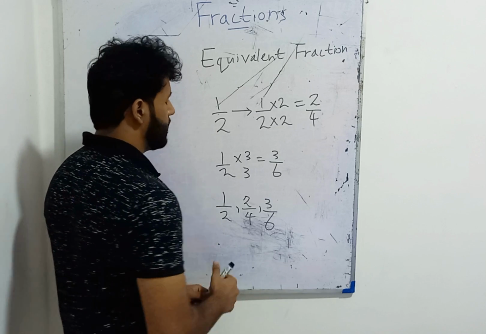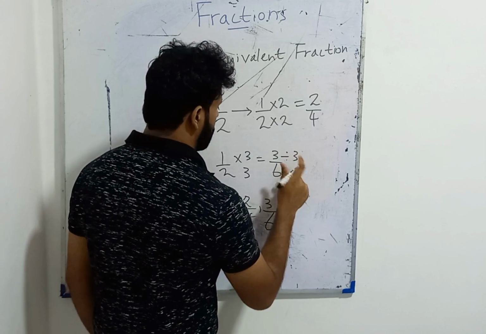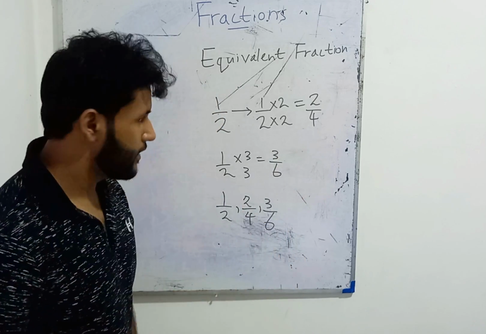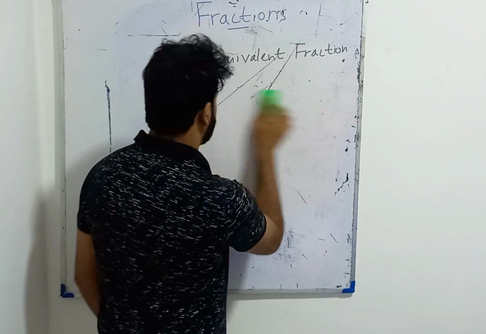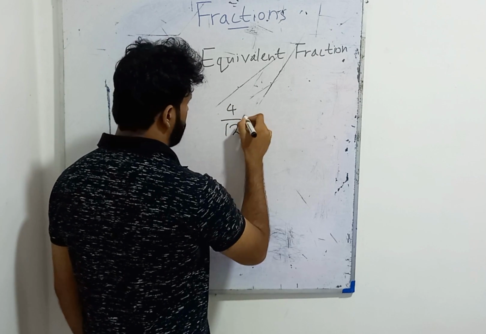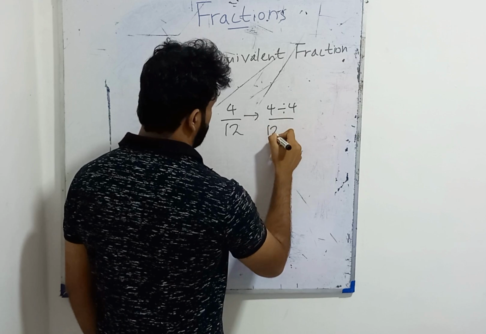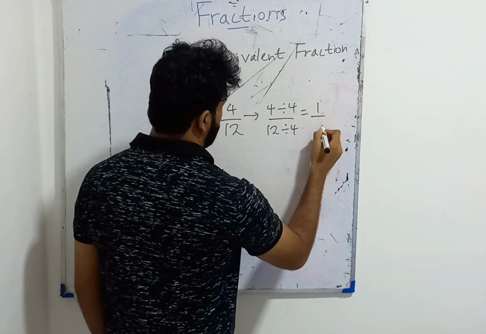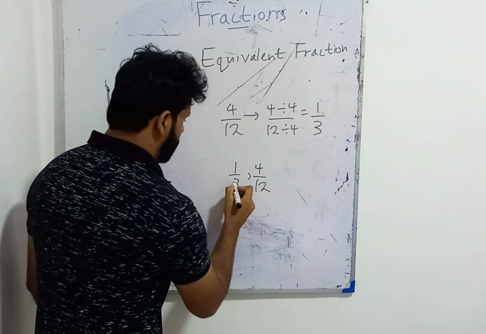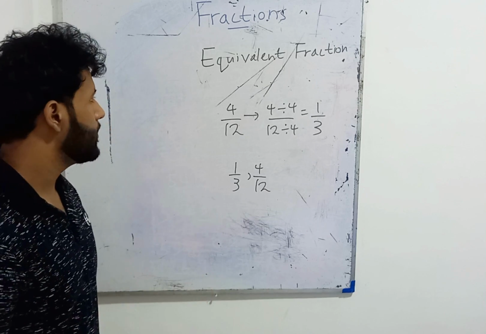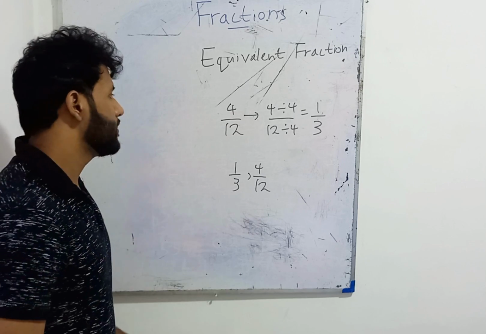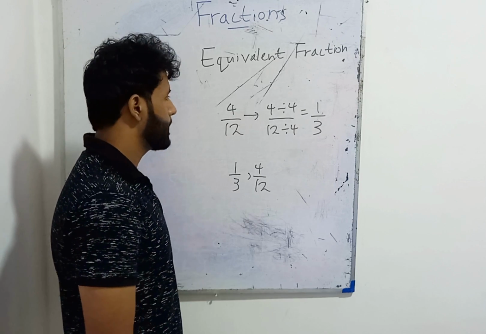We can also divide the numerator and denominator by the same factor. Let's take 4 over 12. You can divide 4 by 4 and 12 by 4, by the same factor, then you get 1 over 3. So 1 over 3 and 4 over 12 are equivalent fractions, which is very simple.